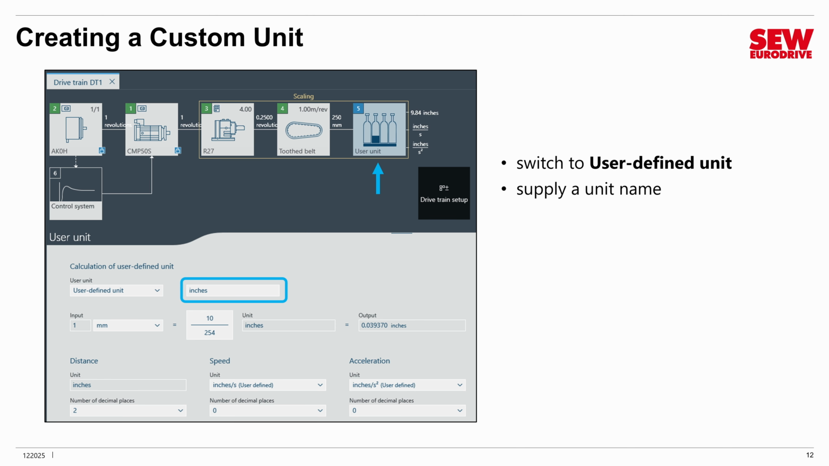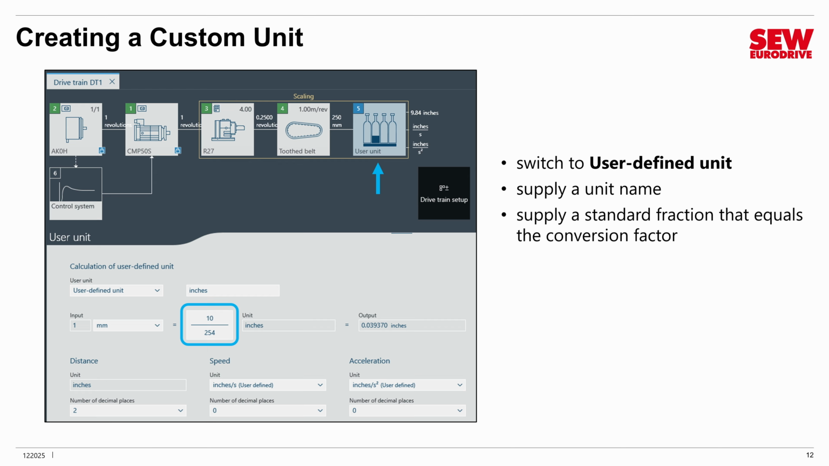You then enter a label for the unit. It doesn't matter what it is. MOVI-Suite has no idea what you're typing in. It's just treating it purely as a label. And then finally, you enter the conversion factor as a standard fraction.